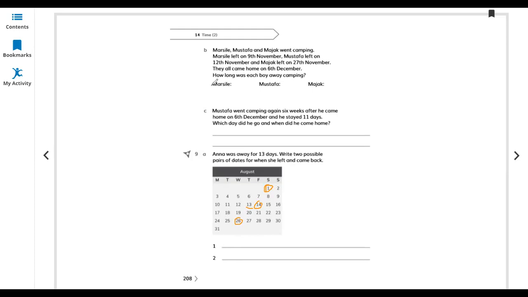Okay, let's do this question also. Marcel, Mustafa, and Majak went camping. Marcel left on 9 November. Mustafa left on 12 November, and Majak left on 27 November. They all came home on 6th December. How long was each boy away camping? Okay, let's start. There are 3.